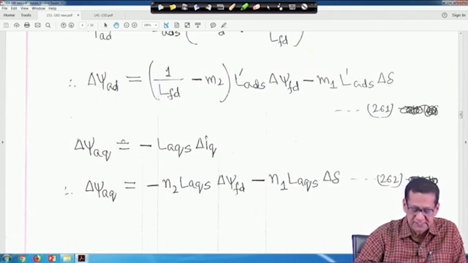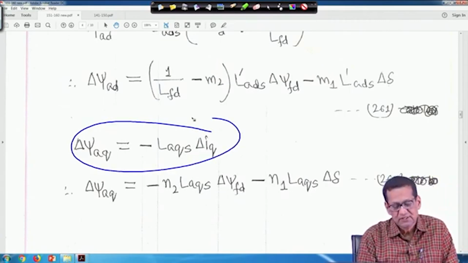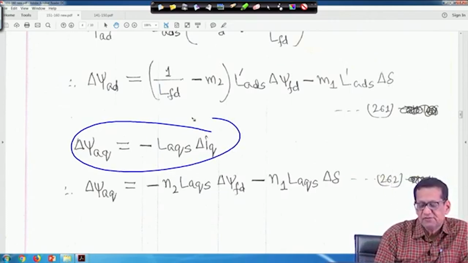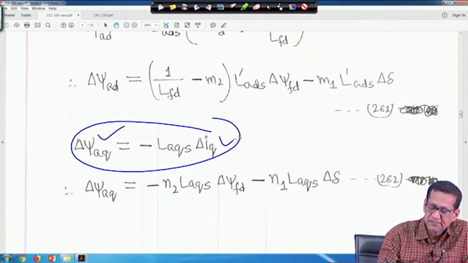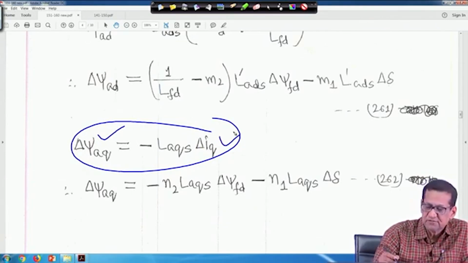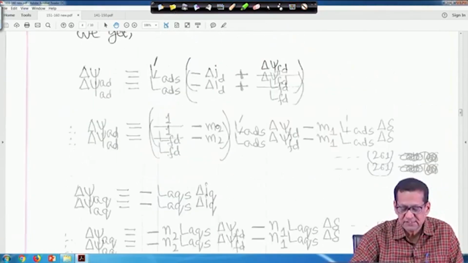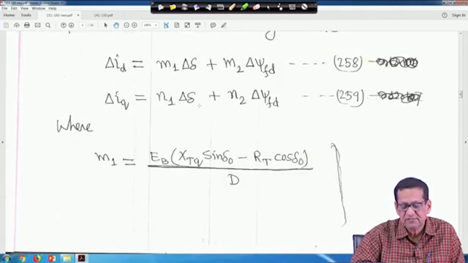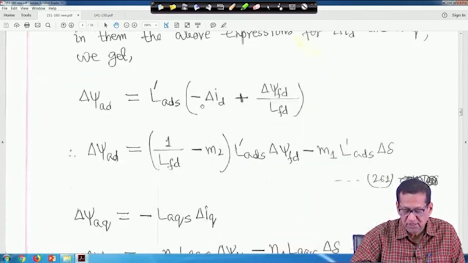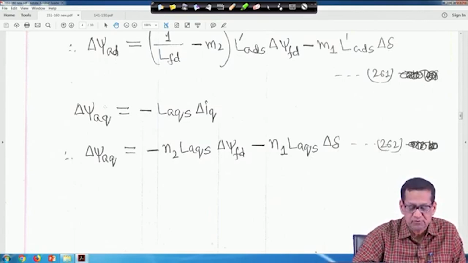Similarly, for this one, you linearize equation 244, because there it was given psi aq is equal to minus L_aqs Iq. So, delta psi aq is equal to minus L_aqs delta Iq, and delta Iq we have got. So, you substitute for delta Iq, it is simply multiplied by L_aqs, and this gives minus n2 L_aqs delta psi fd minus n1 L_aqs delta delta. This is equation 262, right.